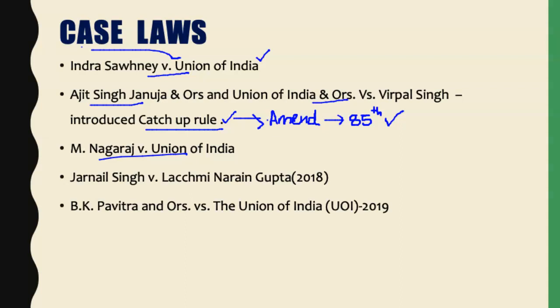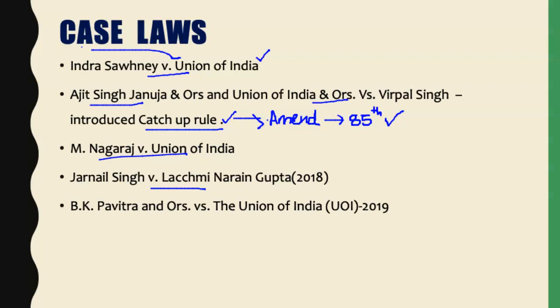सो अब आया आपका जर्नैल सिंह वर्सेस लक्ष्मी नारायण गुप्ता केस 2018. So this particular case broadly agreed with M. Nagaraja versus Union of India. However, it struck down the demonstration of further backwardness criteria from Nagaraja case. So court ने पहला criteria हटा दिया कि state को ये proof करना होगा कि classes are backward in cases of providing reservations.